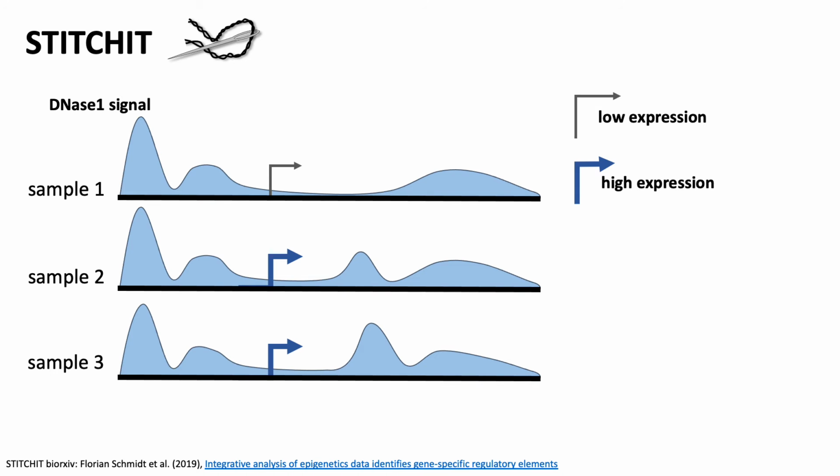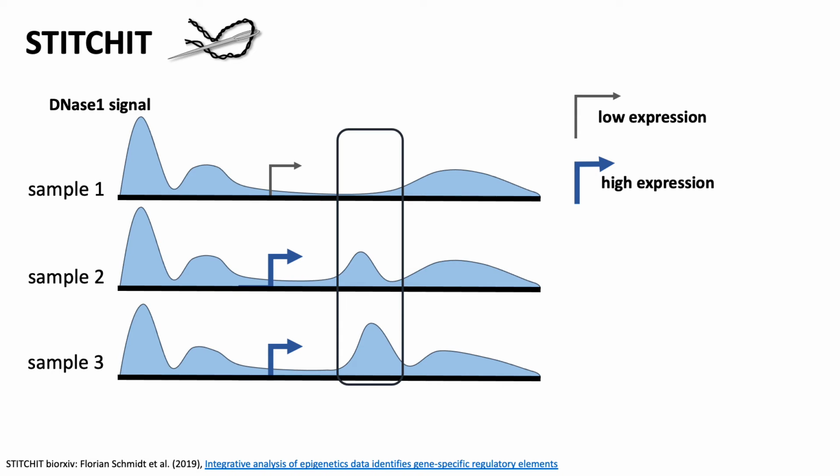In the example shown here, the blue density curves represent the DNA signal distribution along the genome. We have three samples, sample 1 with low gene expression and others with high gene expression. STITCH-IT scans and identifies regions of DNA signal such as the one highlighted. In sample 1, we see an absence of DNA signal in the highlighted region and the gene expression is low. In other samples, this region has a high DNA signal and high gene expression.